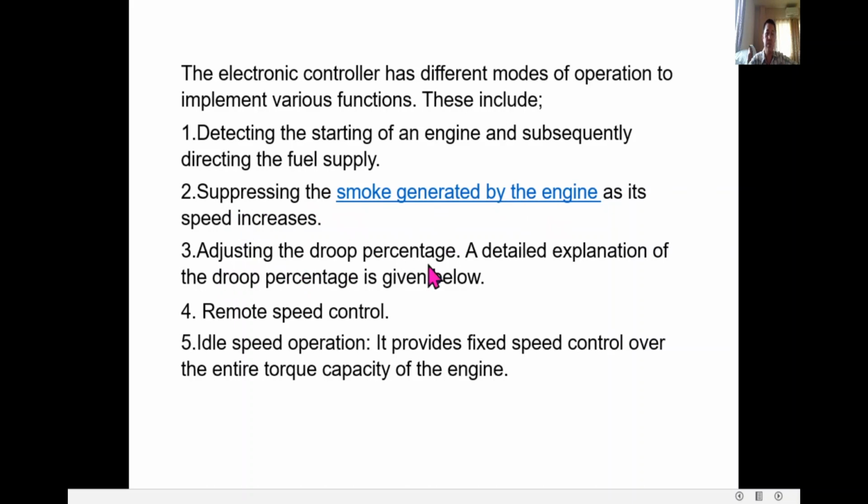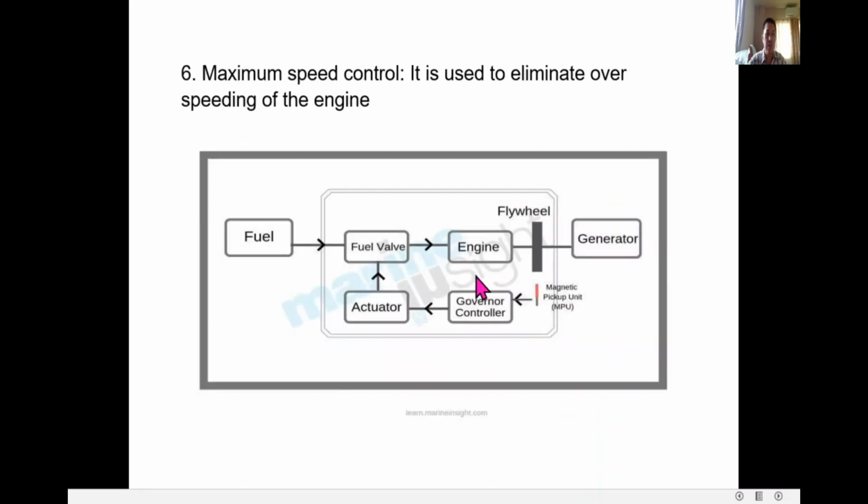Adjusting a drop percentage. A detailed explanation of the drop percentage is given below. Remote speed control, ideal speed operation. It provides speed control over the entire torque capacity of the engine. So we have here maximum speed control. It is used to eliminate over speeding of the engine.